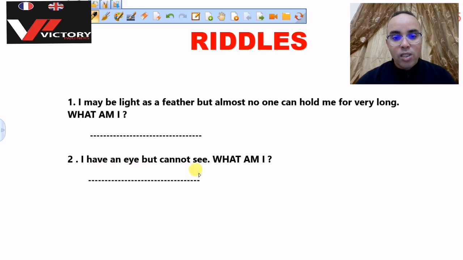Okay, move to the riddle number two. I have an eye but cannot see. What am I? So here we're talking about something that has got one eye but can't see. Answer these riddles and put them in the group to discuss them together.